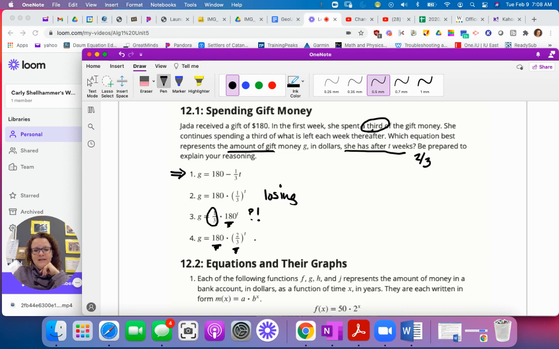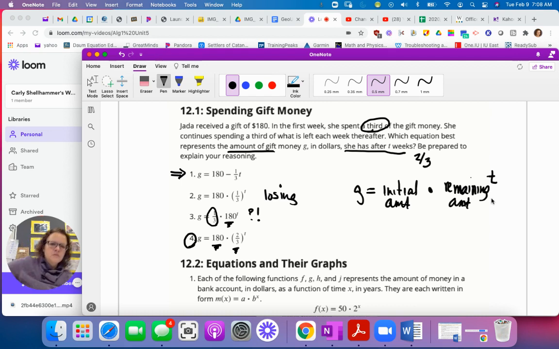No. Here, my initial value is 180 and the amount of money I have left in my pocket each week is 2/3 of that. So number 4, if we look, I have G equals my initial amount times the amount remaining, if I could spell remaining, there should be an M, raised to some value, in this case T. So those are the equations we're looking for: the initial amount times the amount remaining, raised to the T. It was reported to us as how much she loses each week, so we want to use the equation with how much she has left.